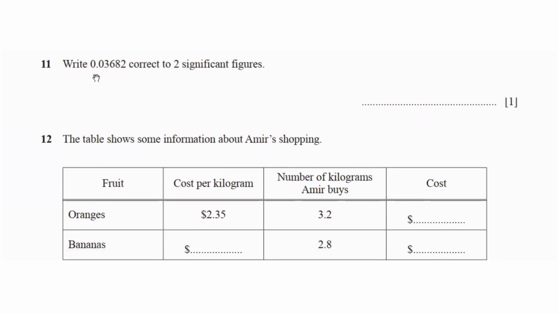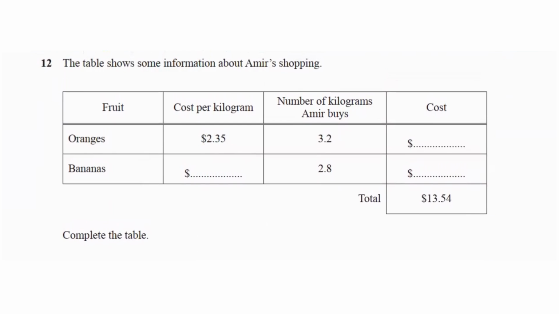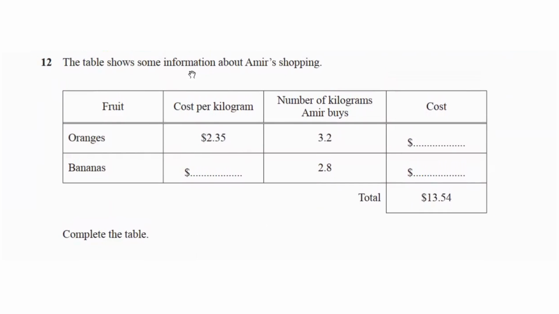Question 11 says, write 0.03682 correct to two significant figures. So that's going to be 0.037. Question 12 says the table shows some information about Amir's shopping. Complete the table.